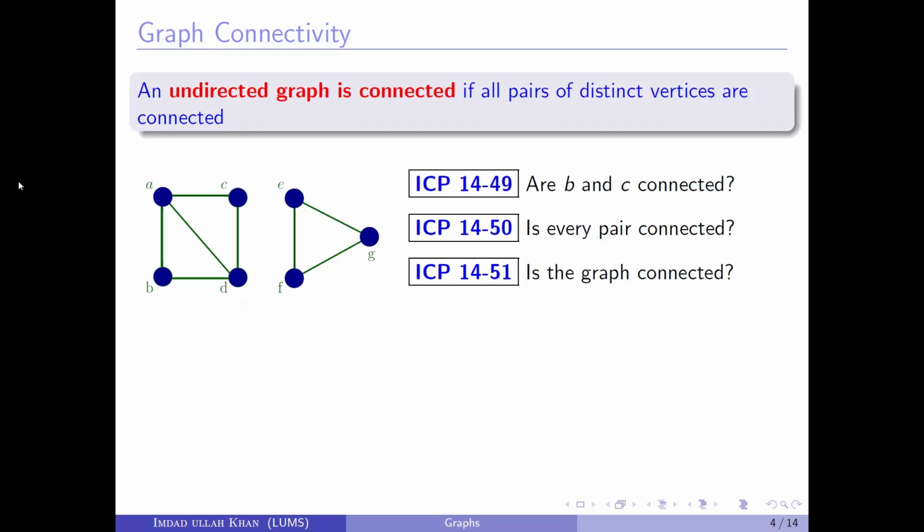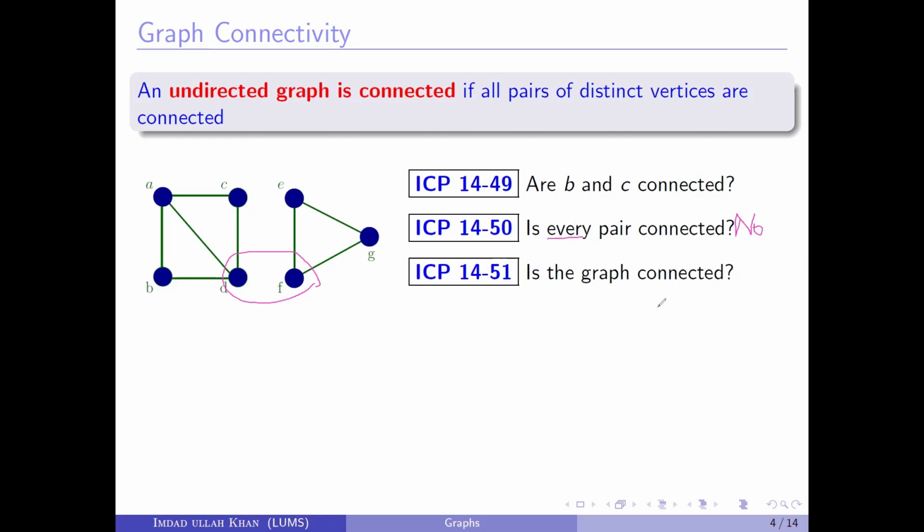Is every pair in the graph connected? The answer is no, because we can show the presence of a pair which is not connected. If you focus on D and F, this is a pair of vertices where there is no path from D to F. So the answer is no. Not every pair is connected. There are multiple pairs which are not connected. When we say every, that means the question is about for all. If we show no for one possible pair, our entire answer is no.